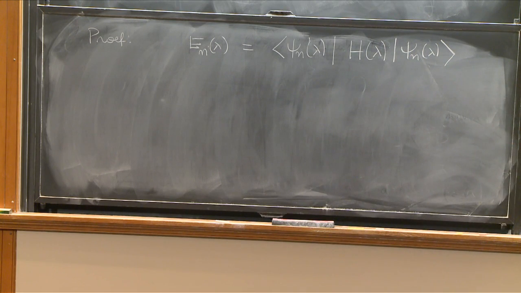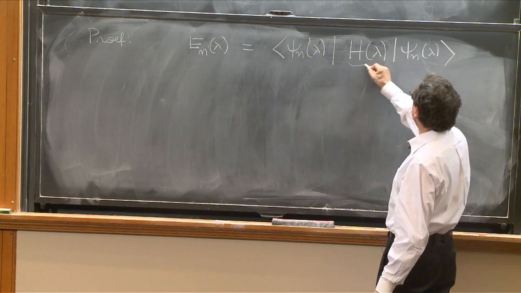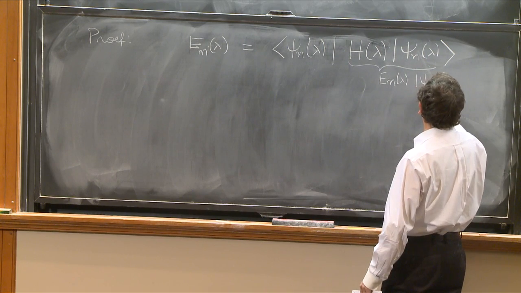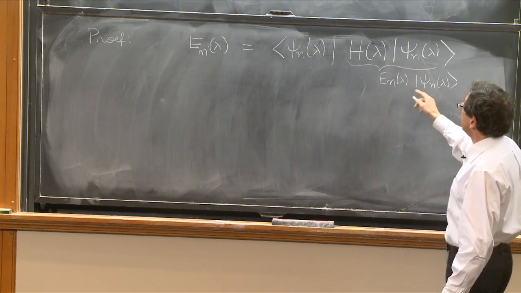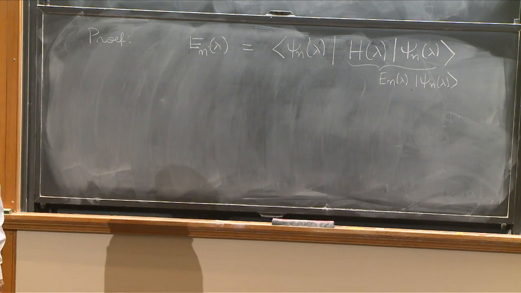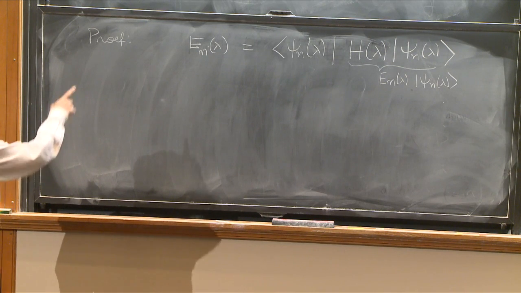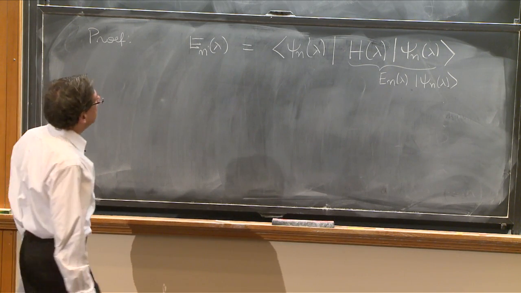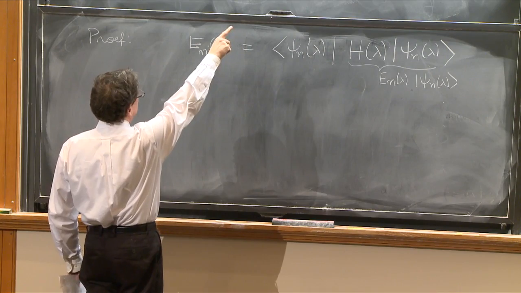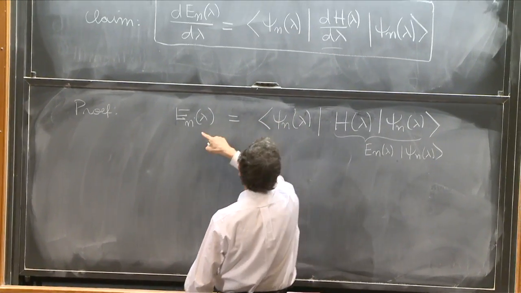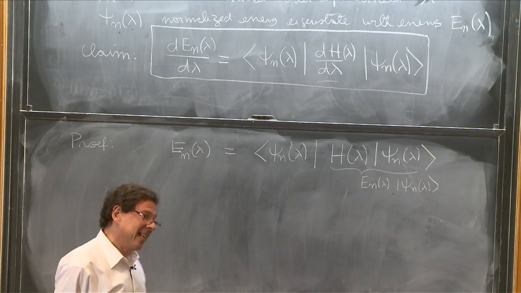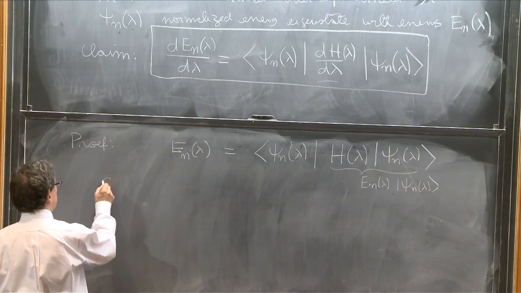And the reason is, of course, that H on psi n is En of lambda times psi n of lambda. And this is a number, it goes out, and the inner product of this thing is 1 because the state is normalized. So this is a good starting point. And the funny thing that you see already is that in some sense, you just get the middle term when you take the derivative with respect to lambda. You don't get anything from these two. And it's simple, in fact. So let me just do it.